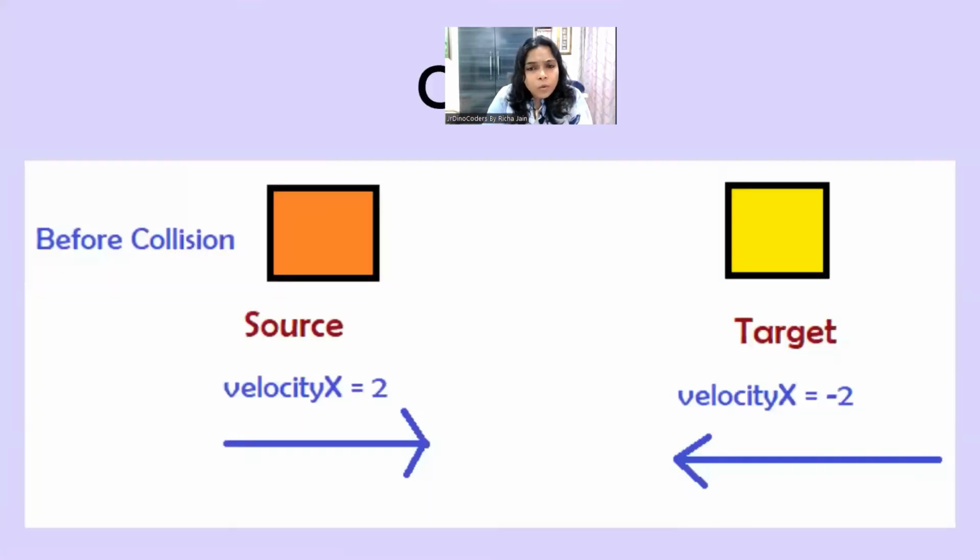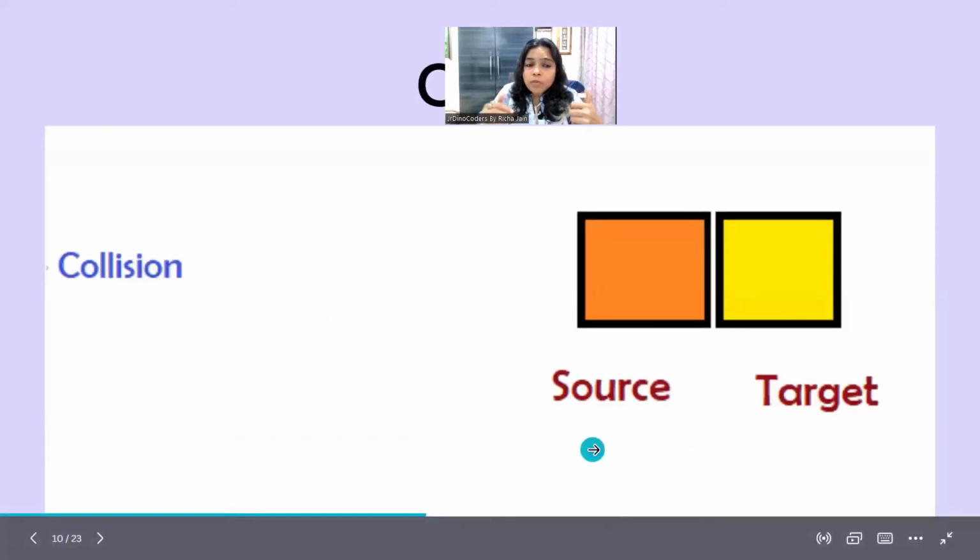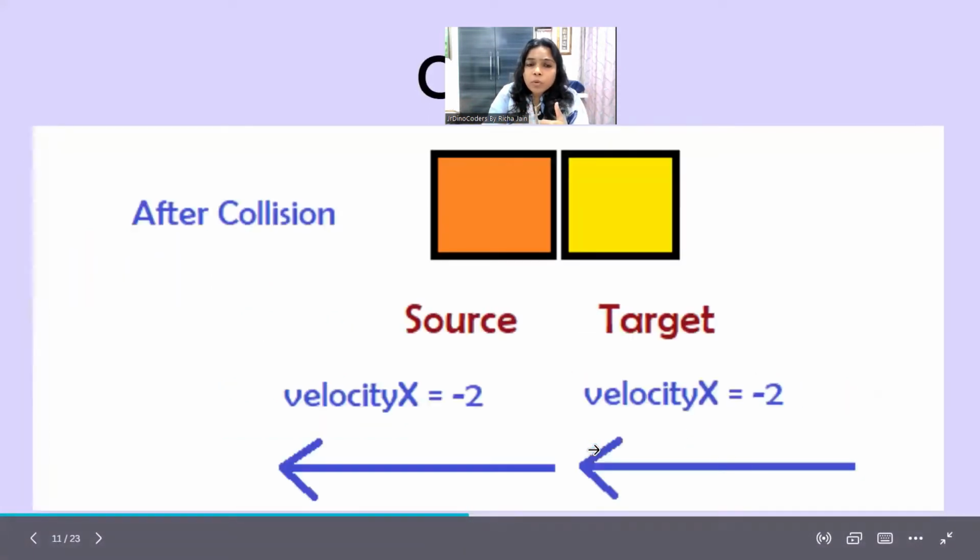What happens in the collide type of collision? Let's understand it with this example. Say we have a source and a target. The source is moving with velocity x towards the right-hand side, and my target is moving with velocity x of -2 in the left-hand direction, and both of them collide at some point. When both of them collide, what happens?